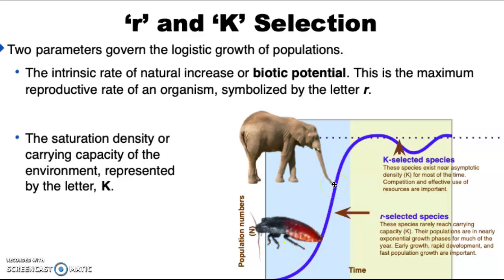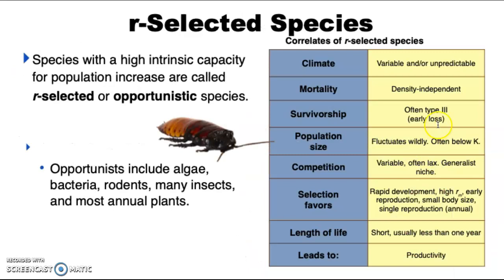The saturation density, or also called the carrying capacity, is represented by the letter K, and this is our other selection factor. So we can think about species falling as rather K-selected or r-selected species. r-selected species are opportunistic species. They include roaches, bacteria, rodents.